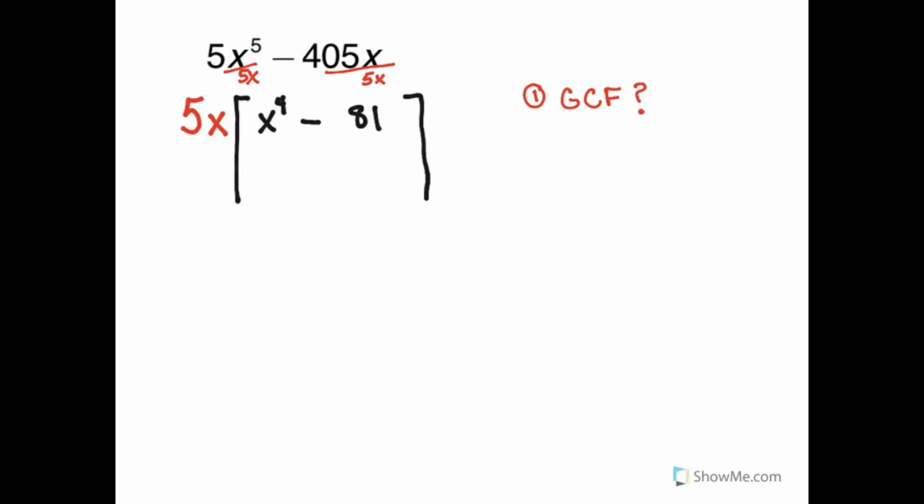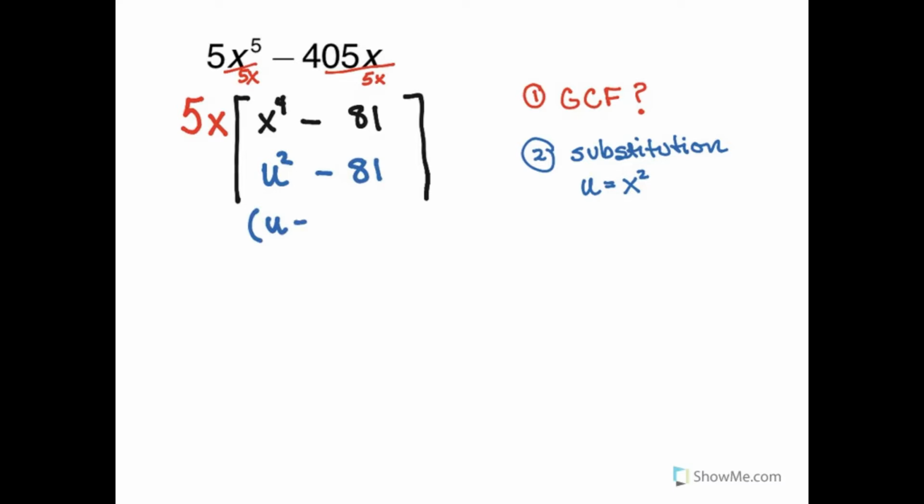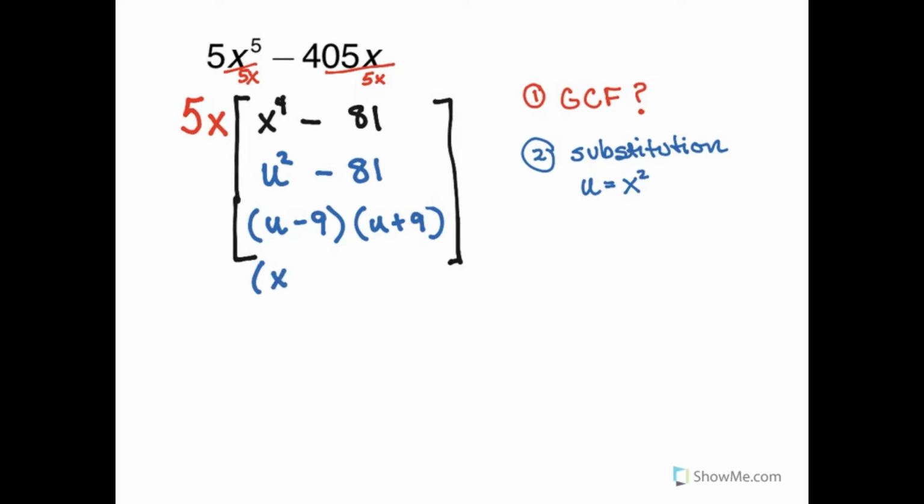There's only two terms. It kind of looks like a difference of squares, but we have x to the 4th instead of x squared. But if I substitute u equal to x squared, then x to the 4th becomes u squared. So now I have u squared minus 81, and I know how to factor that. It's u minus 9 times u plus 9. Well, that's good. But let's go back to x. So u is x squared, so this is x squared minus 9 times x squared plus 9.